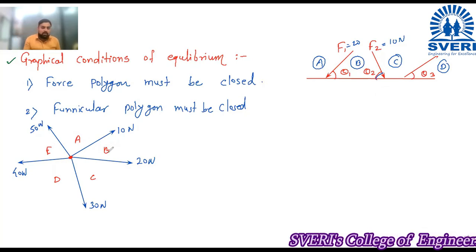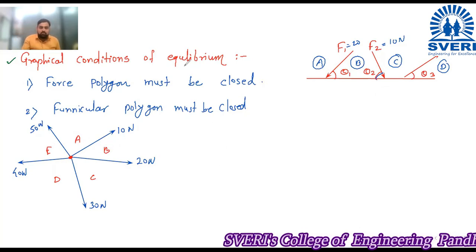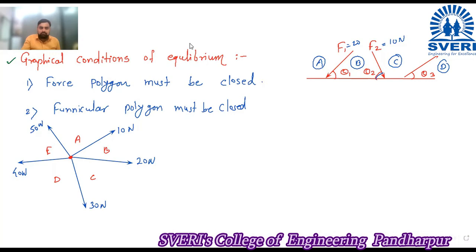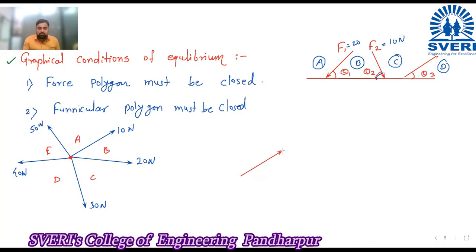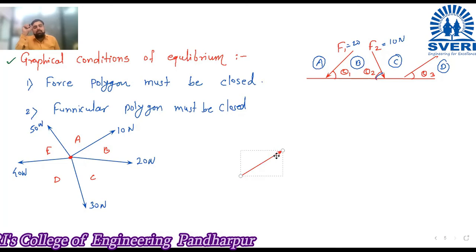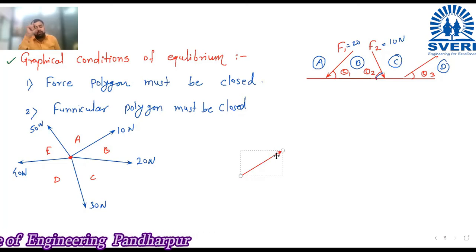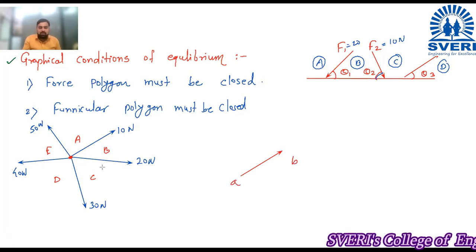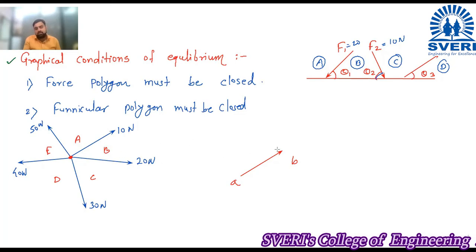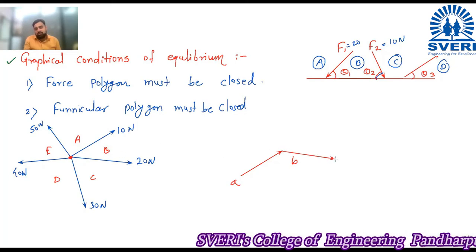So it is A to B, the first force. Suppose my scale is 1 centimeter equal to 5 Newton. So I will draw a line of 2 centimeter and I will name this as AB. Next is BC, which is in this direction. So I will draw the BC. It is like this.